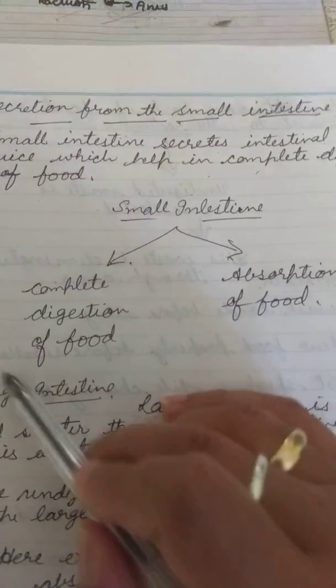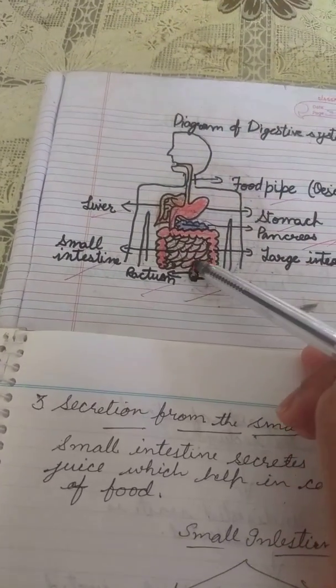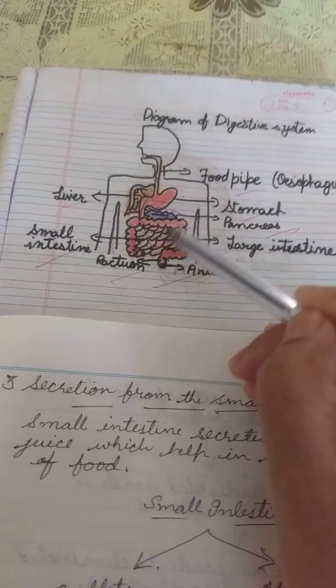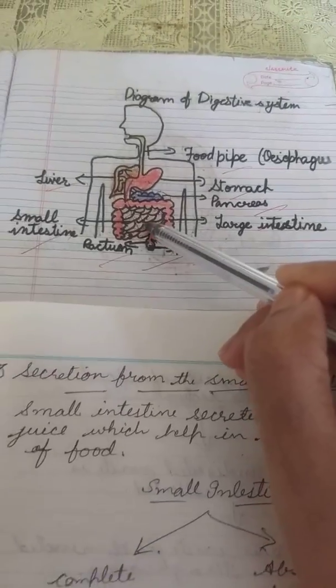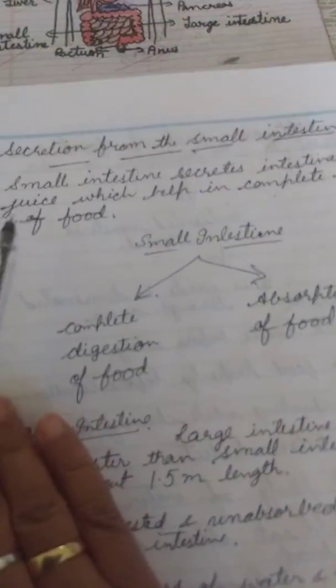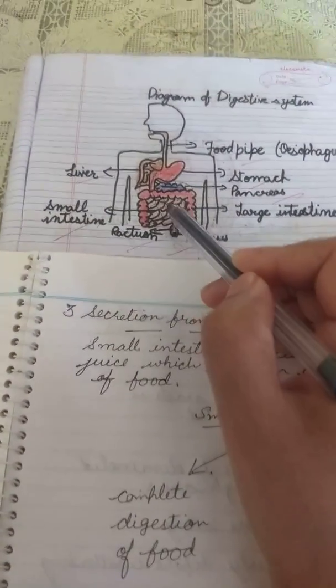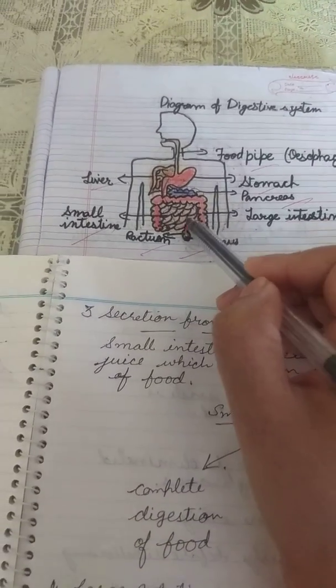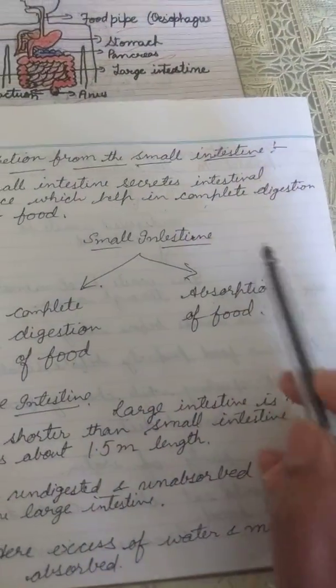First, here the food is completely digested by the secretion of the liver and with the help of the pancreatic juice, and the wall of the small intestine also secretes the intestinal juice, which also has various digestive enzymes that help in the complete digestion of food. And when the food is completely digested in the small intestine, then this food is absorbed by the wall of the small intestine. The wall of the small intestine has many villi that increase the surface area, which helps in the complete absorption of the food.